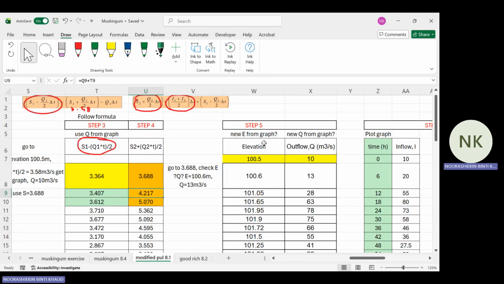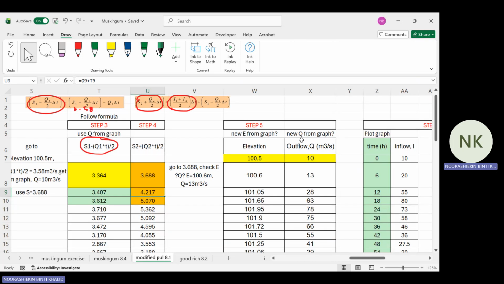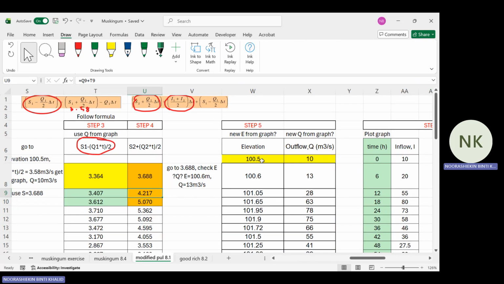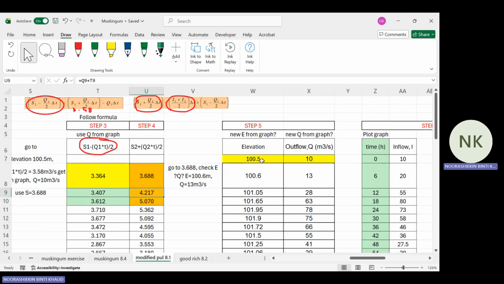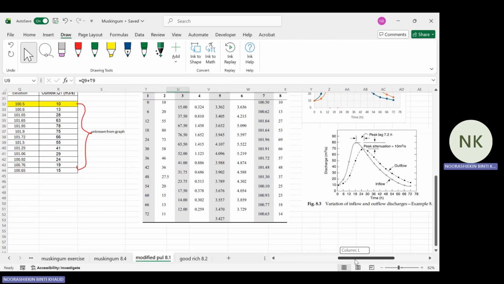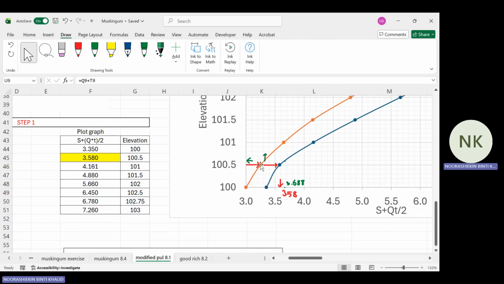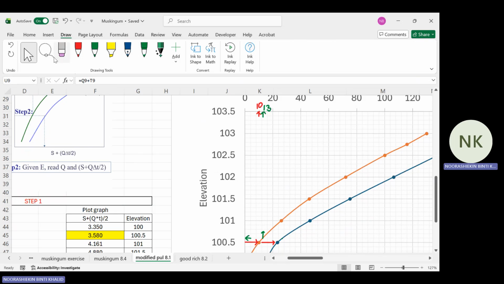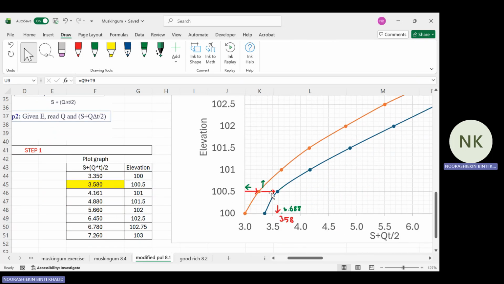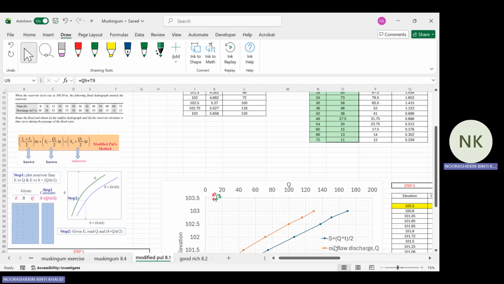Step number 5. There is a new E from the graph and then the new Q from the graph. So for elevation 100.5, you go to the graph, you go to 100.5, then you get the new Q. For example here, for 100.5, the new Q is Q10. And then your S plus QT divided by 2, so you get 3.58 here. So go to the graph.